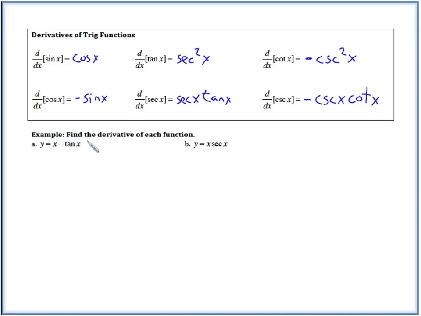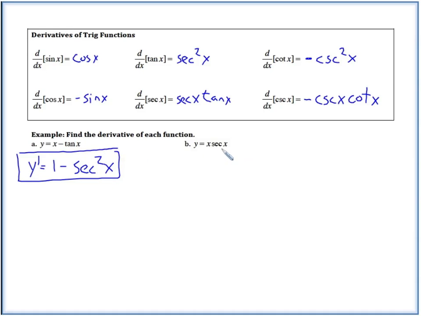Alright, so our example is find the derivative of each function. Here we have y equals x minus tan x. So this is just a difference of functions, so we can do the derivative of x is 1 minus the derivative of tangent, which is secant squared x. And some of them will be just that simple.